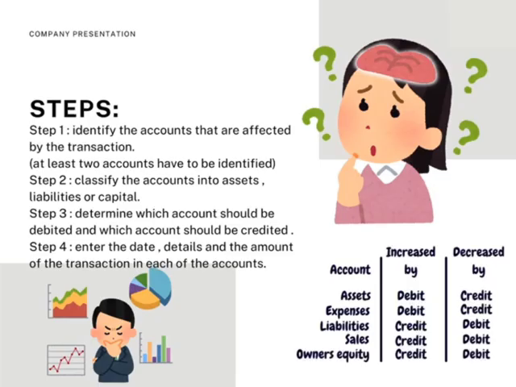Let's talk about double entry records. There are 4 steps for recording a financial transaction. First, we need to identify the accounts that are affected by the transaction. This usually involves at least 2 accounts. For example, if a company makes a sale, it affects both the cash account and the sales revenue account.